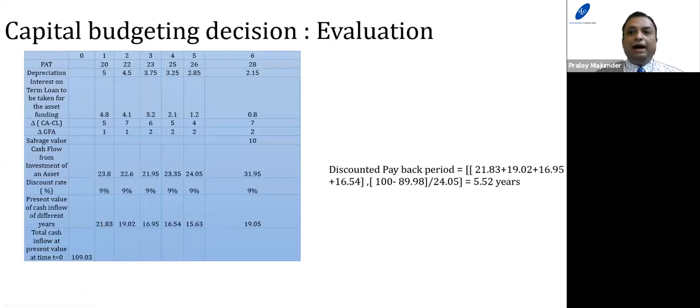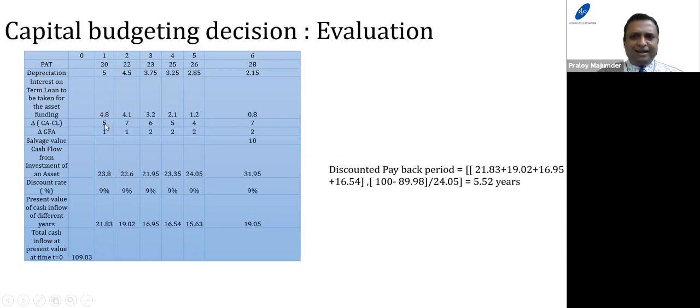Now, how do you evaluate? I am explaining with the help of an Excel sheet. Suppose the PAT, the expected profit after tax, is 20, 22, 23, 25, 26, 28. That is from this particular machine. Then depreciation, and the term loan to be taken for this asset. Suppose it has been funded with a term loan of 60. 40 is the equity part. So in that case, this would be the interest.